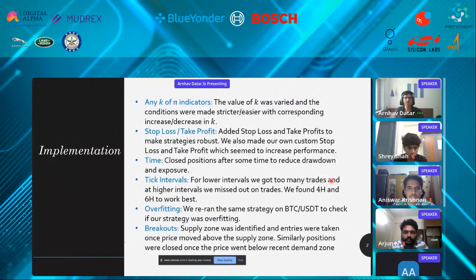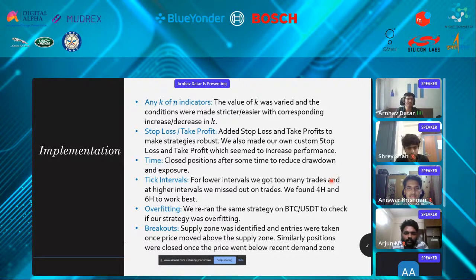So given the many indicators that my team and I came up with during the course of the testing period, one natural thing that we all thought to do was to use any k of n indicators. Here the value of k was varied, it usually went from n by 4 to n by 2, and the conditions were made stricter or easier with the corresponding increase or decrease in k. We also incorporated stop loss and take profit.